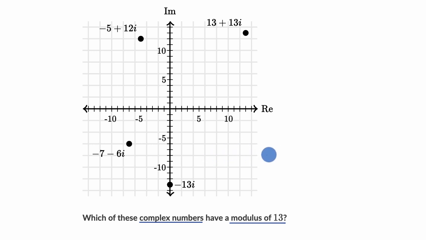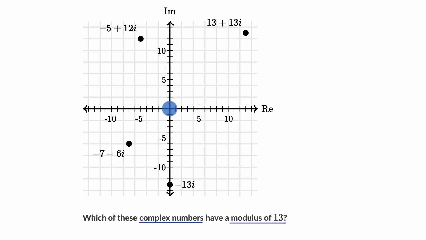So really, you need to find which of these complex numbers has a distance of 13 from the origin in the complex plane. Pause this video and see if you can figure that out. All right, now let's work through this together. Now, one might jump out at you immediately that's going to have a distance of 13 from the origin.